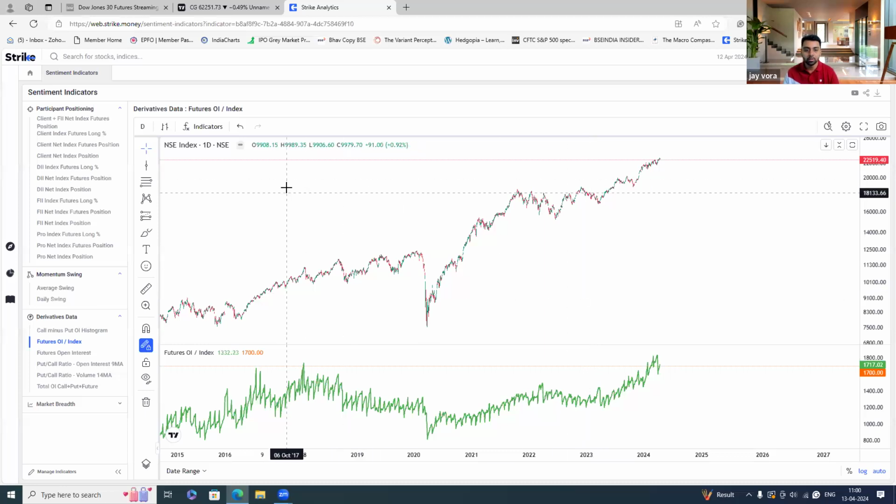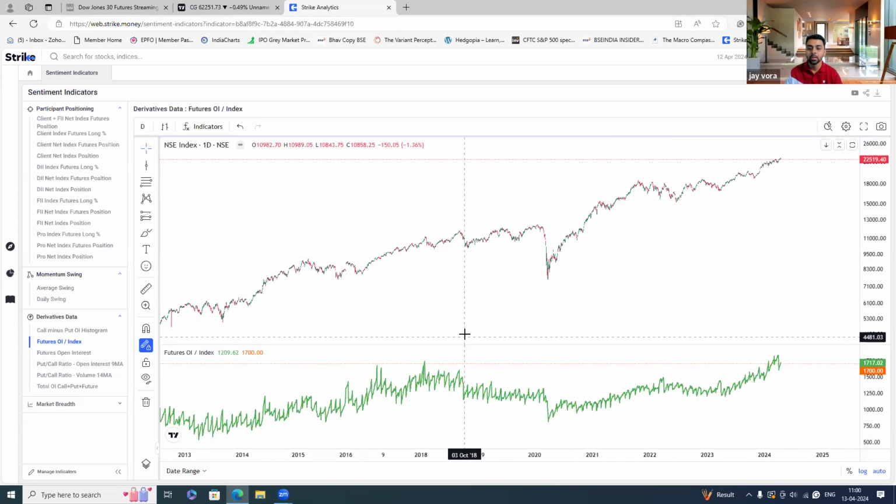So whenever we have seen that this particular indicator reaches 1700 or above, that's where you have to be very, very careful, because it tells you that in the medium term a lot of speculation is happening, and the speculation point is very high. That's why you're seeing the future OI index reaching very high. Just to give you a perspective, this indicator had come to around 1700 levels somewhere in 2018. This is where the market actually peaked out, especially the mid caps.